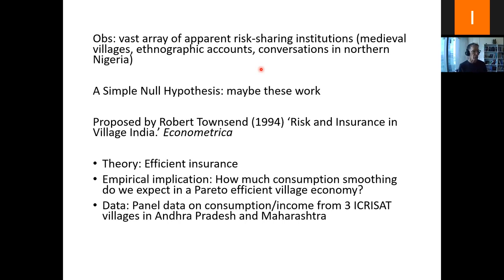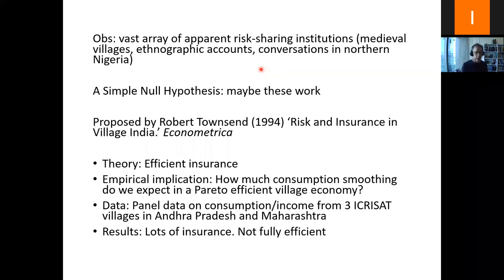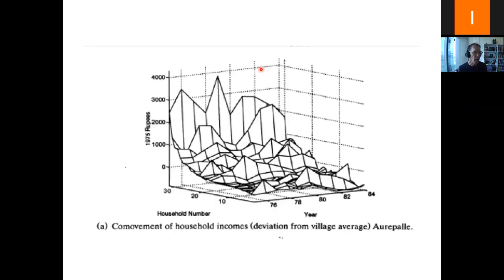So Townsend uses data from this long-term empirical effort from ICRISAT to show that in fact, there does appear to be a lot of insurance within these communities, but they do not achieve a fully efficient allocation of risk. Here's the basic story that Townsend finds. Here's a picture of the co-movement of household incomes in one village over a decade. Each of these lines is the time path of income of an individual household.